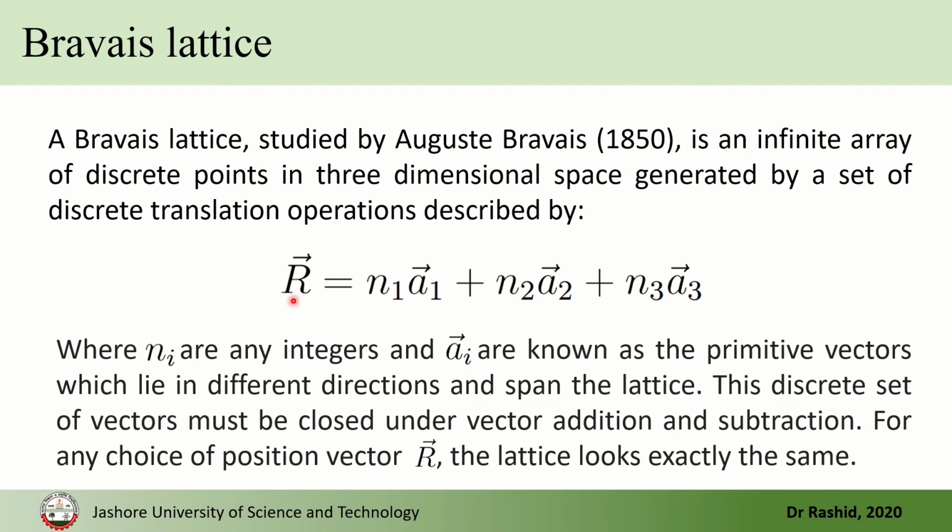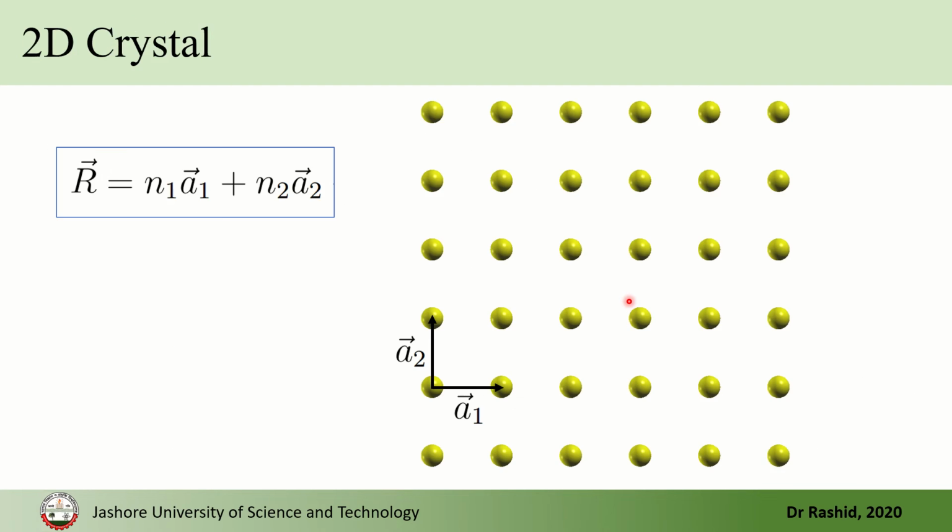By this, we mean that from any atom, with a suitable choice of the values of N1, N2, N3, you can go to any other points. Let's see with the examples. I think that will be easy to understand.